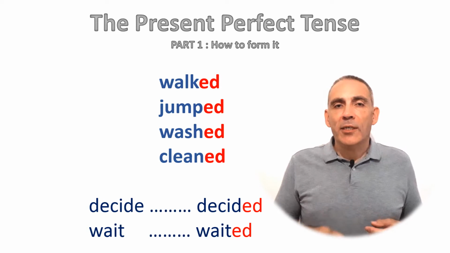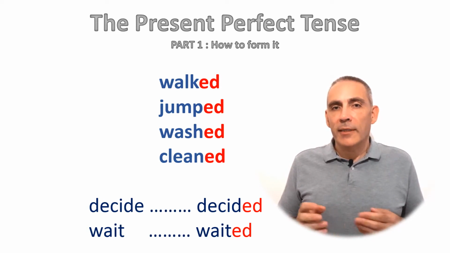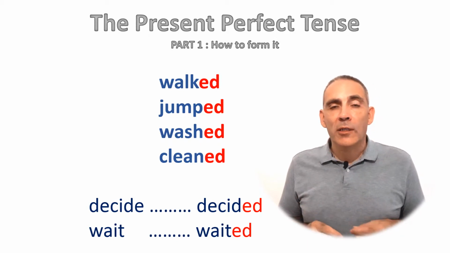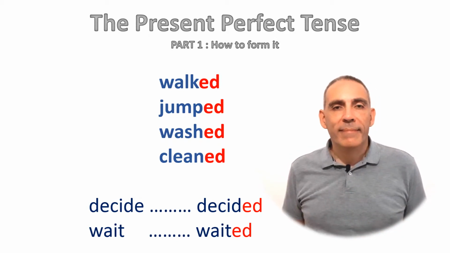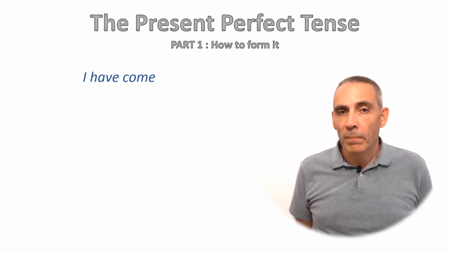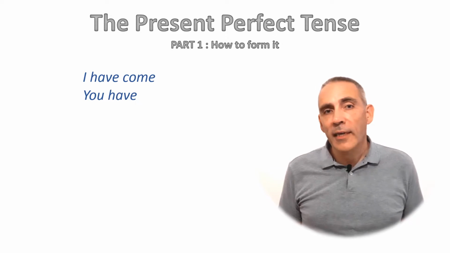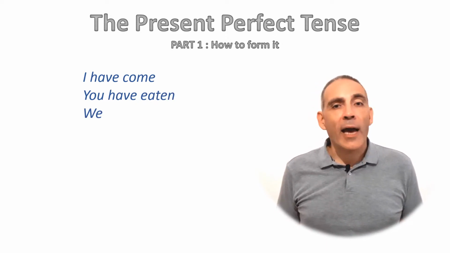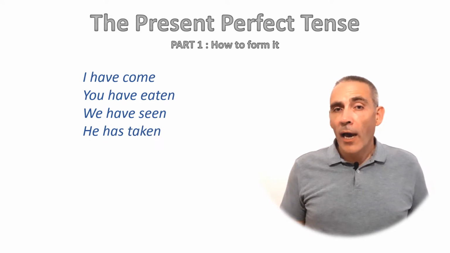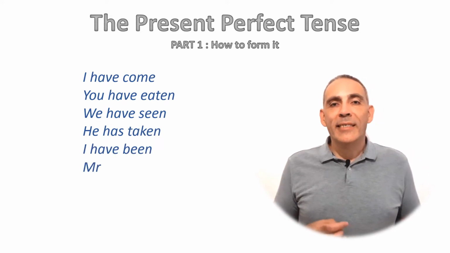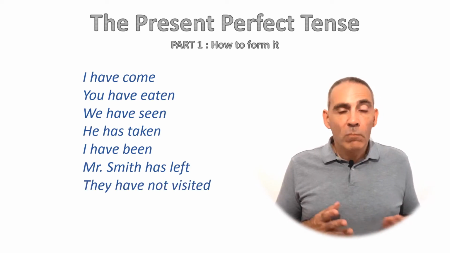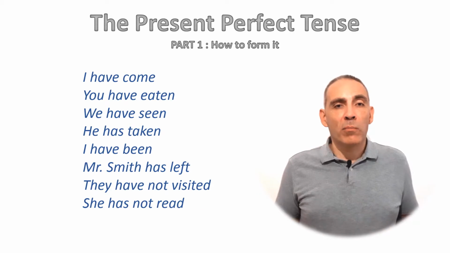So, some examples of the present perfect tense showing the auxiliary verb have and the past participle. I have come. You have eaten. We have seen. He has taken. I have been. Mr. Smith has left. They have not visited. She has not read the book.